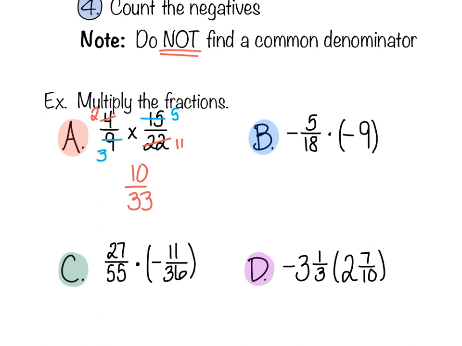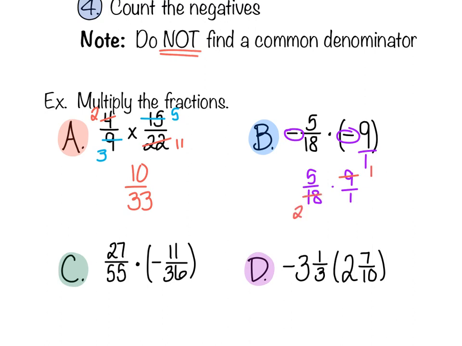Example B. First thing you would do is turn this whole number, this -9, into -9 over 1, so it's a fraction. And then it may even help you to rewrite that as 5 over 18 times 9 over 1. Now notice I didn't write any negatives because I know that if I have two negatives, it's going to make a positive, so I don't need to worry about that. And then we can cancel the 9 and the 18. 9 goes into itself once, 9 goes into 18 twice.